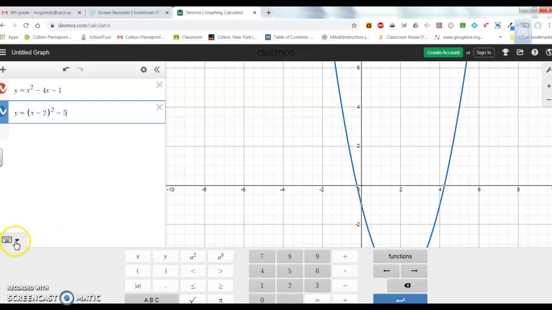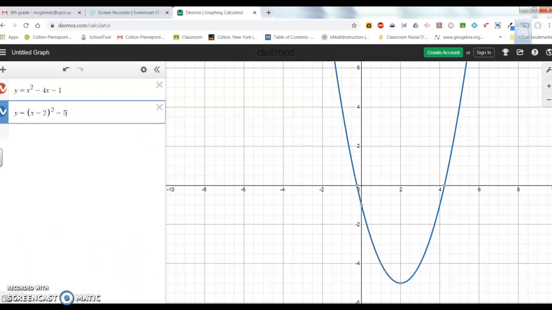You can also do this on your calculator. See, the red one and the blue one, if I turn the blue one off, there's the red one, there's the blue one, they match perfectly. If you graph them in your calculator, they'll do the same thing. They'll overlap. So if you have the right equation, the two equations will overlap.